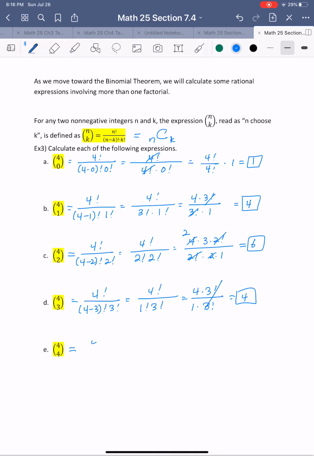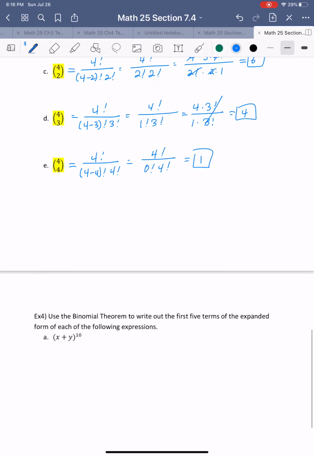Now 4 choose 4: 4 factorial over (4 minus 4) factorial, which is 0 factorial, and 4 factorial, which is 1. So we get 1, 4, 6, 4, 1, which is the same as the coefficients we find in Pascal's triangle, okay?